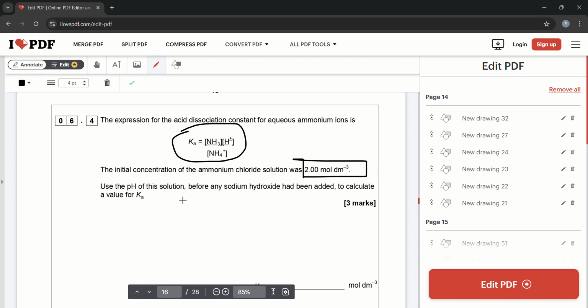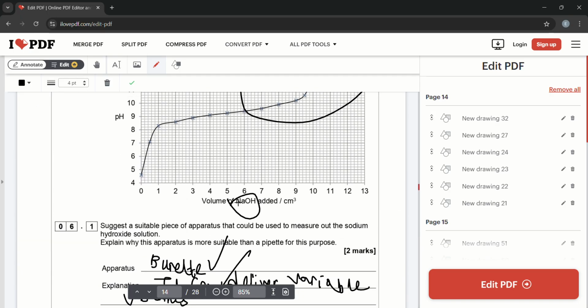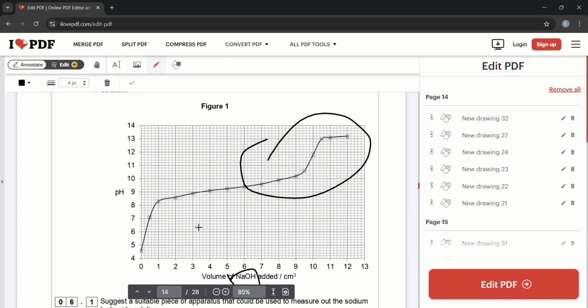Use the pH of this solution before any sodium hydroxide has been added to calculate the value of Ka. Well, we need to work out the pH so we can find the concentration of H plus ions, and then it's pretty easy from there. So before any sodium hydroxide has been added, we scroll up to the volume of sodium hydroxide added, that's when 0 has been added.